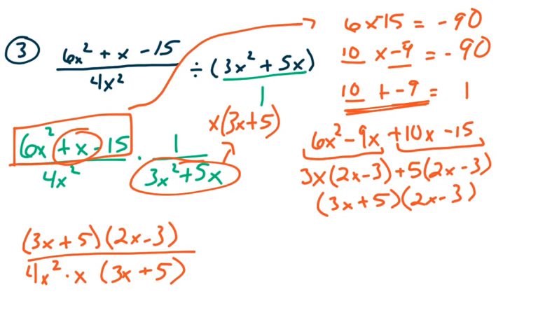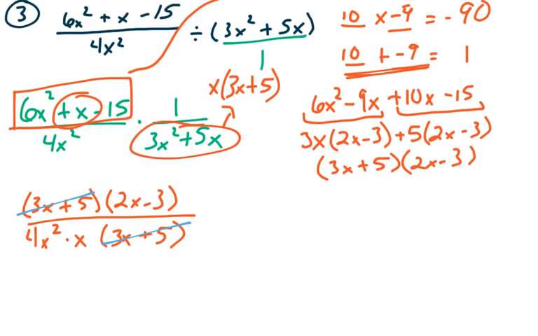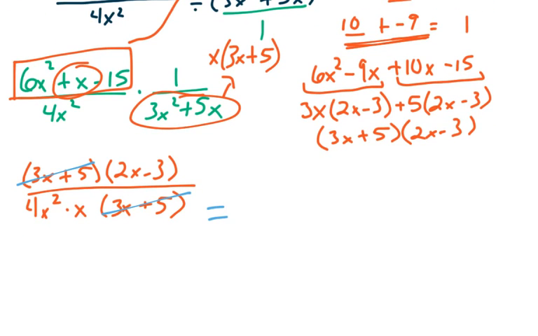Now, what can we cancel out? The only factor we can cancel out is the 3x plus 5. So our final answer when we simplify our expression is 2x minus 3 on the top. On the bottom, we have 4 times x squared times x, which leaves me with 4x cubed.